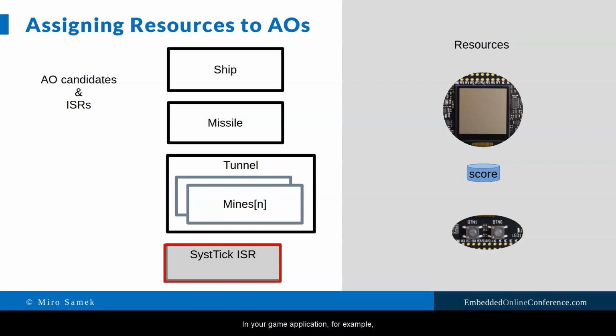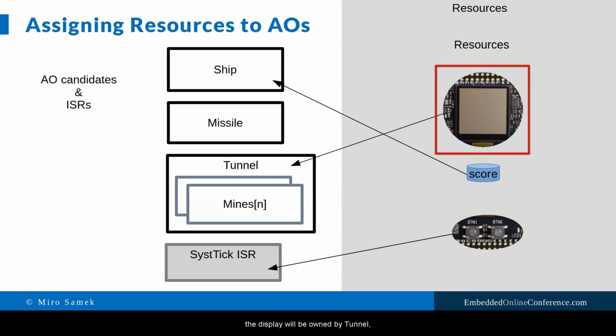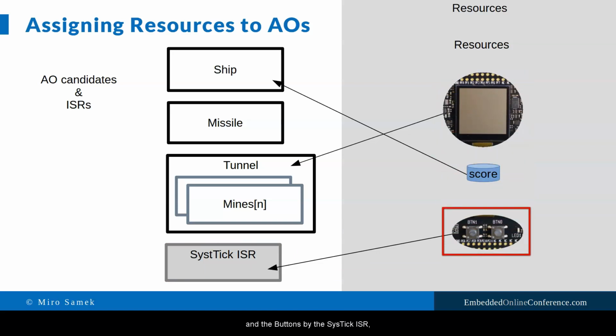In your game application, for example, you might decide that the Cortex-M SysTick ISR will own the push buttons. So here is an example of resource allocation. The display will be owned by tunnel, the score by ship, and the buttons by the SysTick ISR, where the buttons will be cleanly debounced. But this is not the only way, and sometimes resource allocation might not be completely obvious.